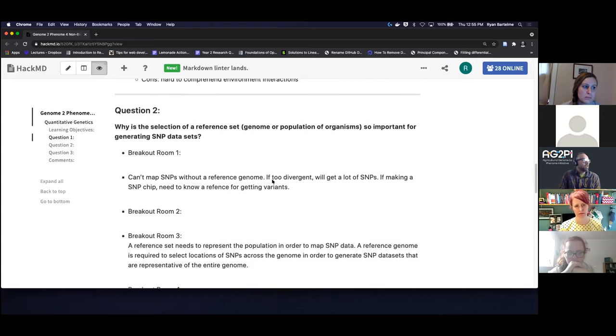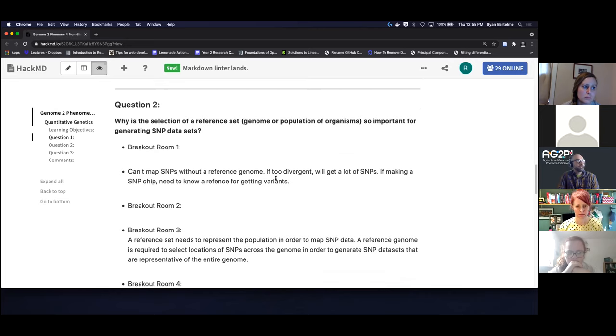All right, question two, why is the selection of a reference set important? We didn't talk about exactly what the definition of a reference set was. So I added the text of a reference genome or a population of organisms. Like if you were interested in a population of North American cattle varieties, you wouldn't start bringing in stuff from the Iberian Peninsula into that analysis necessarily if you're solely focused on North America. So looking at that population-wide panel or an established reference genome.